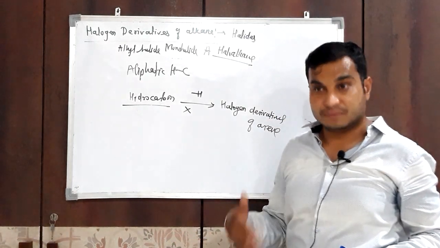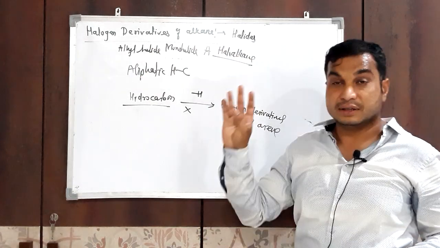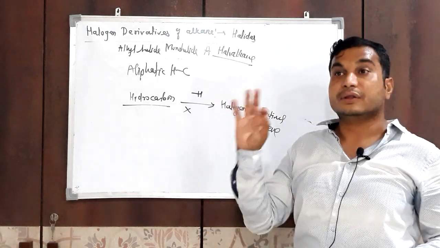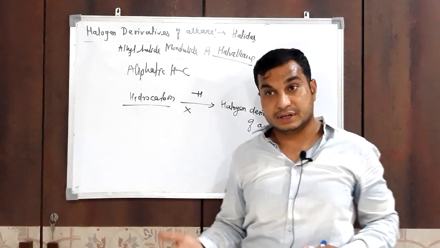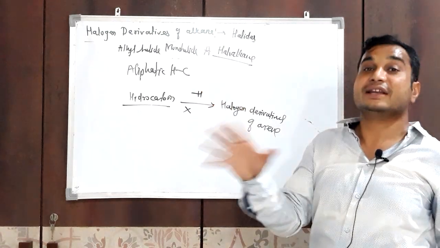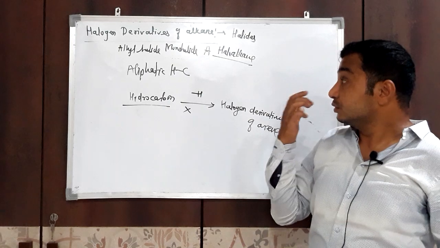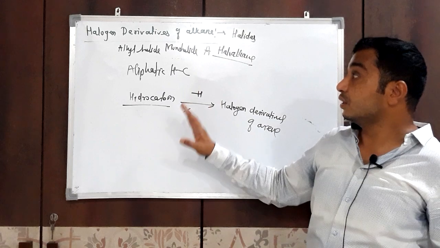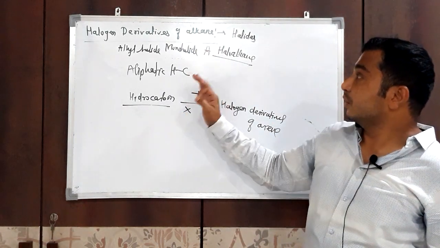From the next video, we will discuss alkyl halides, first their definition. This chapter includes the definition of alkyl halide, examples of alkyl halides, nomenclature of alkyl halides, then some methods of preparation, some chemical properties, and some discussion on mechanisms including SN1 and SN2. So dear students, go through this video first, which includes the definition of halogen derivatives of alkane, a very basic preliminary idea about them.